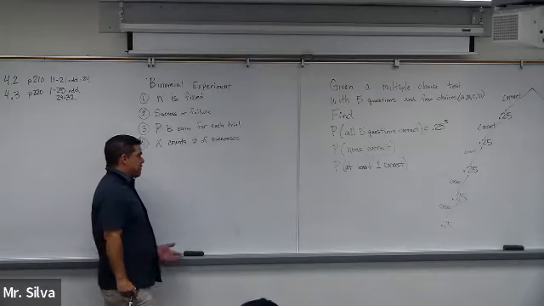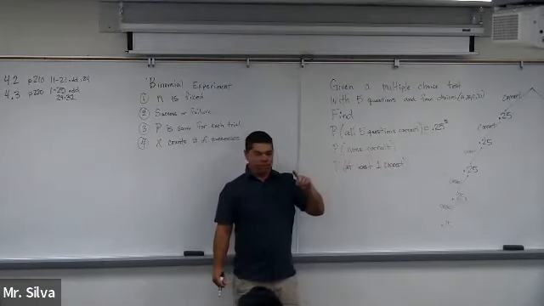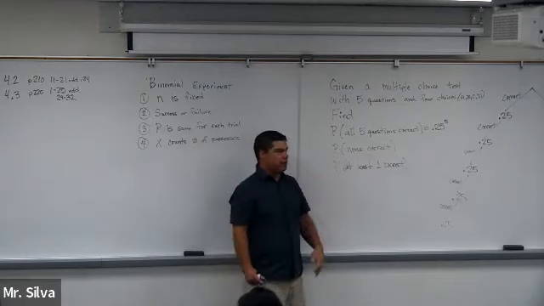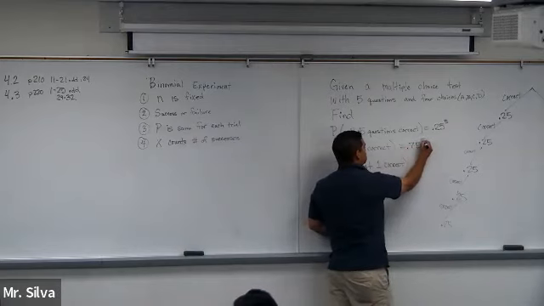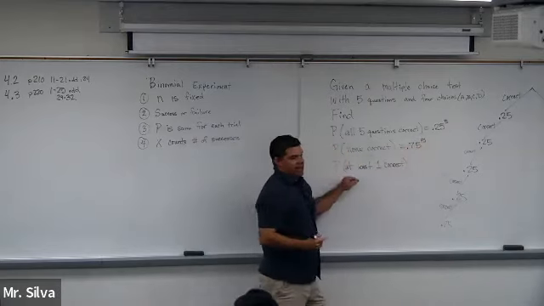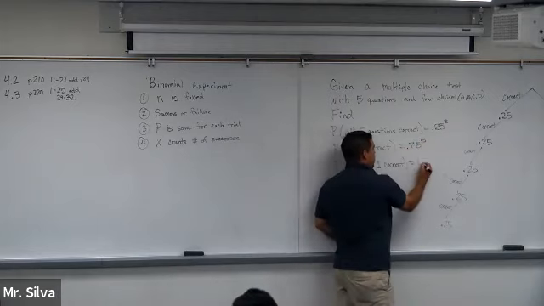All right, so again, 0.25 raised to the fifth is the probability of getting all five problems right. Probably not getting one question right is 0.75, because that happens 3 out of 4 times. So that would be 0.75 raised to the fifth power. Now the probability of getting at least one problem right is 1 minus the probability of getting none of them right.